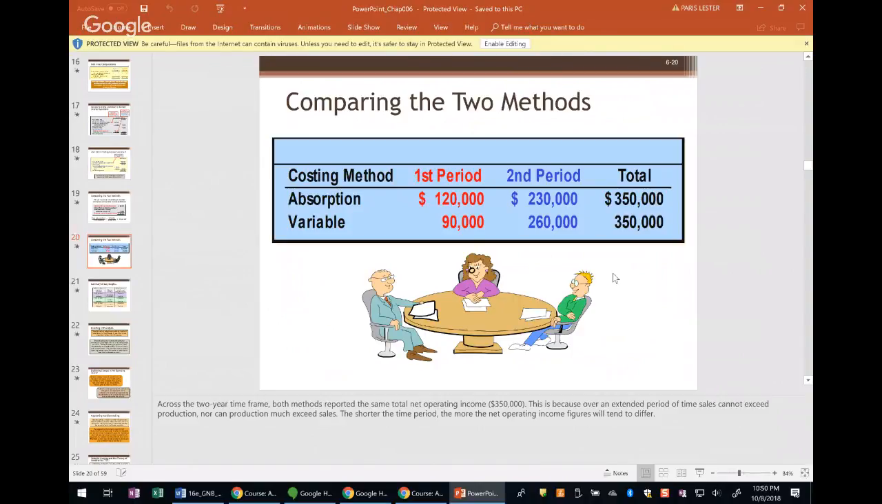It all equals out in the long run. If you were using one of these methods or another, you're still going to have 350. All right, one period here, 120, here 260, here 230, and 90. But again, after a month or accounting period has gone by, it smooths itself out so that you have the same totals.